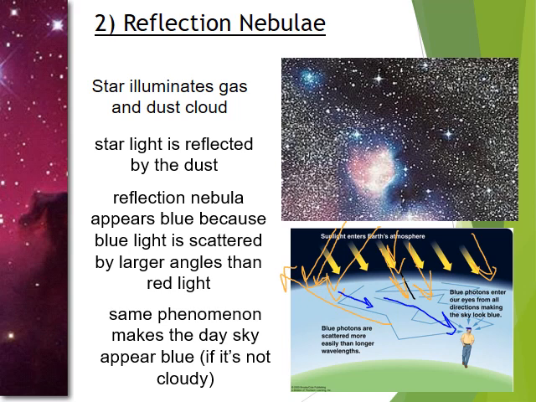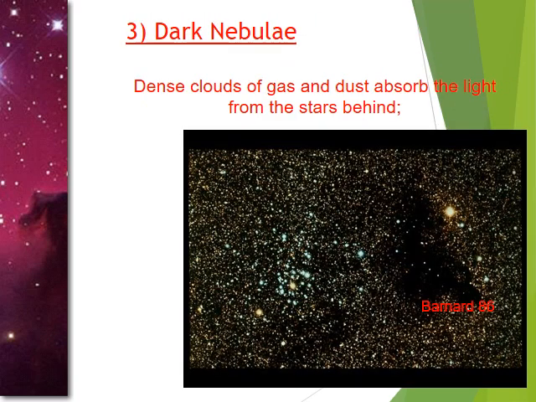Same thing with reflection nebulae. What happens is the light from that nearby star is going off into space in a direction that we wouldn't see. But it gets scattered preferentially. The blue end of the spectrum gets scattered in our direction. So instead of seeing nothing, we do see something. We see the reflected blue light off of that cloud of gas and dust.